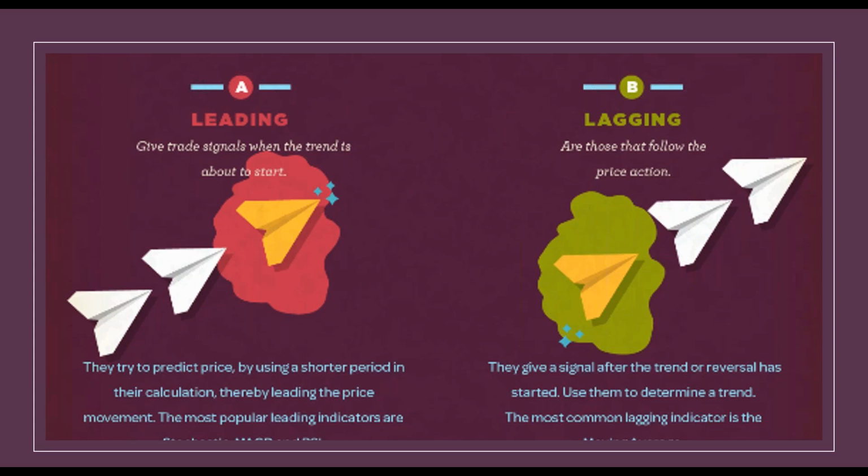Leading indicators give trade signals when the trend is about to start, whereas lagging indicators are those that follow the price action. So lagging indicators tell us something has started, even though we may not see it, that a trend reversal has started. A leading indicator tells you the trend might be ready to end. They try to predict price by using shorter periods in their calculations, thereby leading the price movement. Lagging indicators give signals after the trend or the reversal has started.